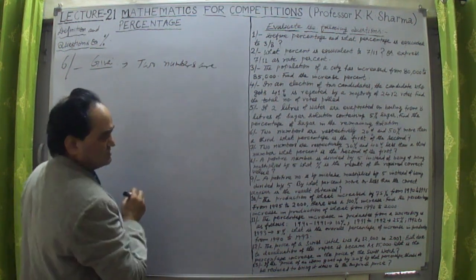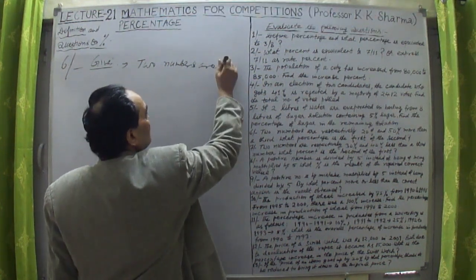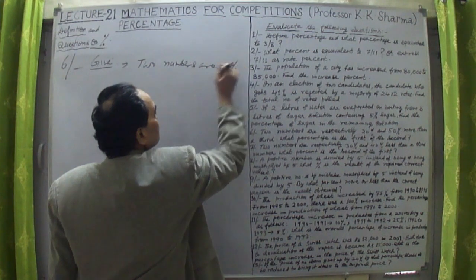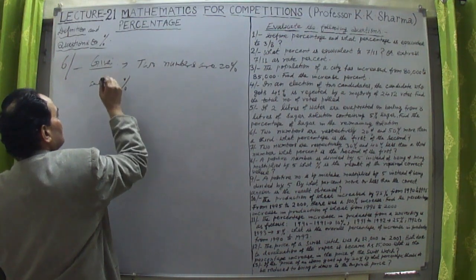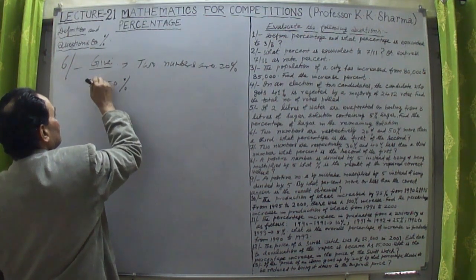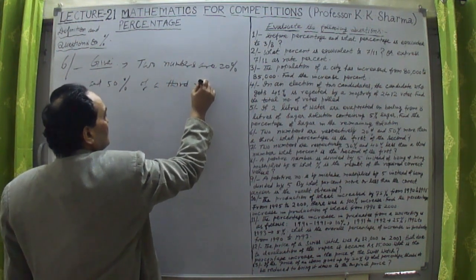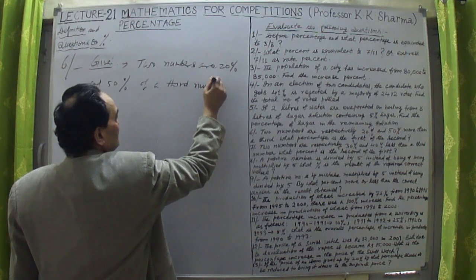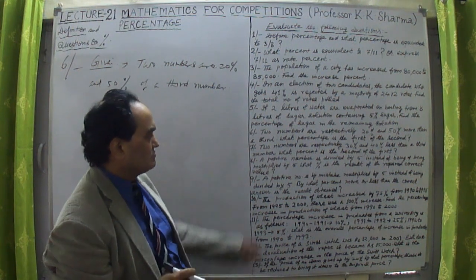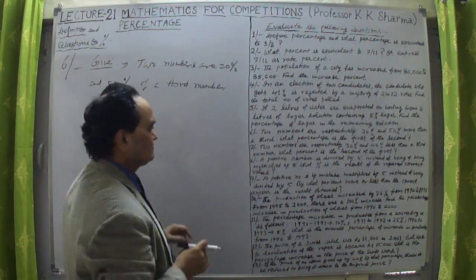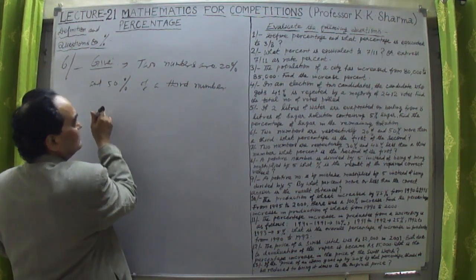Two numbers are what percent? 20% and 50% more than a third number. This is given to us. What percent is the first of the second?